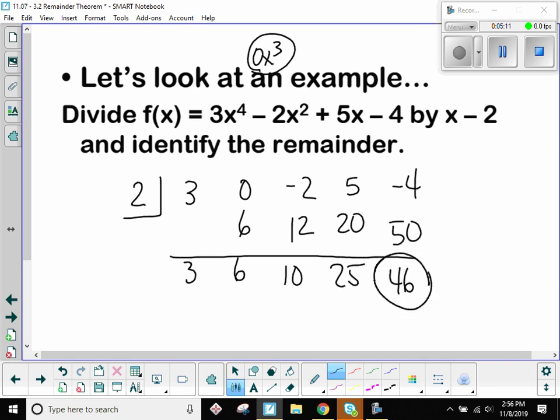Okay, let's center and focus. Who got 46 for the remainder? Okay, where have we seen 46 in another place today? The answer to the warm-up, right? So put your eyes up here so we can look at this pattern.